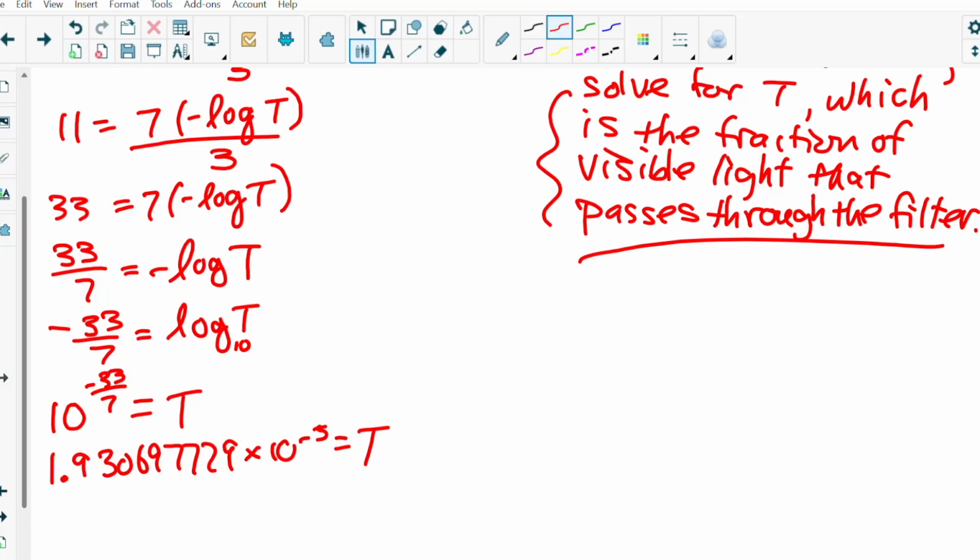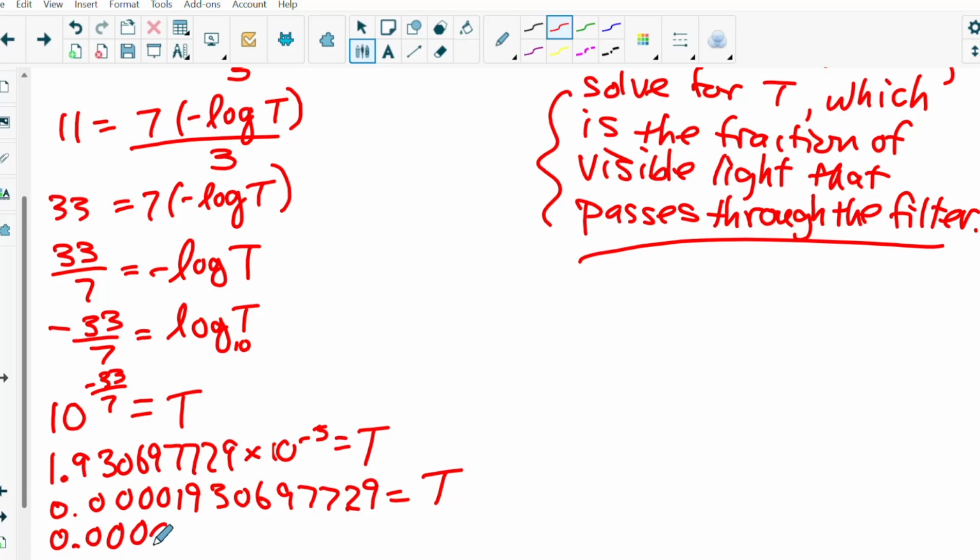Okay, so this is a dimensionless or unitless value because it's just a fraction of visible light that passes through the filter. If I convert this to decimal form, that is 0.0001930697729. You get the idea, right? That's T. I'm trying to match the form 0.0000AB.